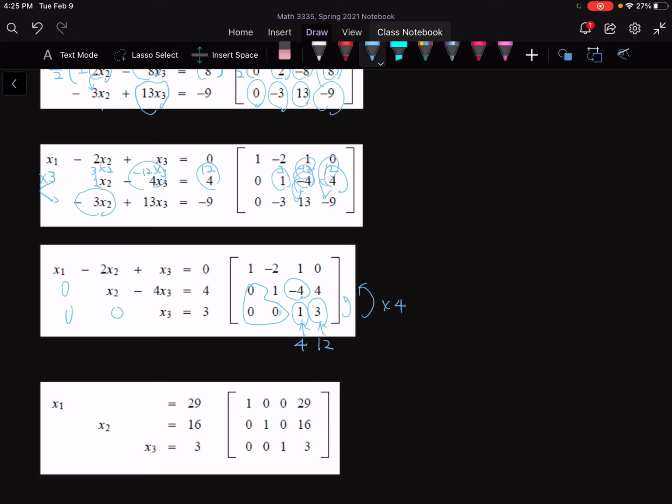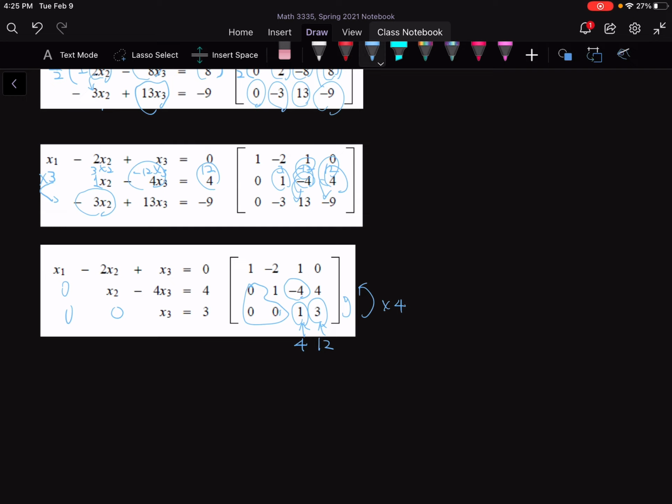Well, we'll skip that. Let me just fill in the blank. So that will become 1, negative 1, negative 2, 1, 0, 0, 1. So 0, 12, that's 16. That's 0, 0, 4, 12. And we also want to deal with this negative 1 here.